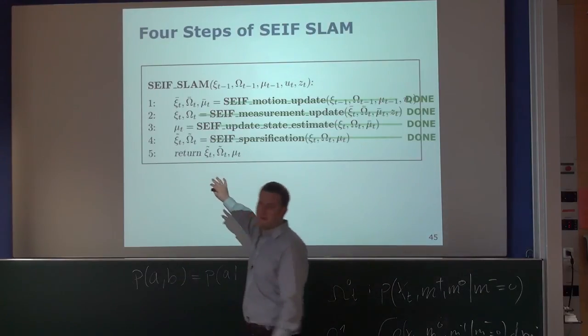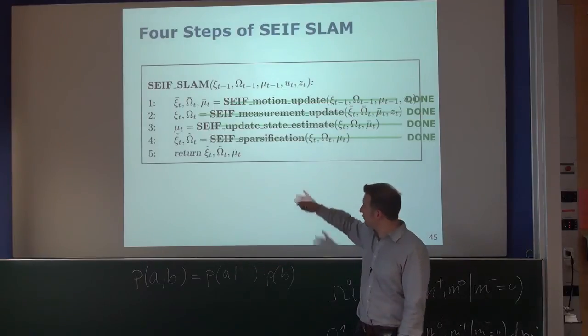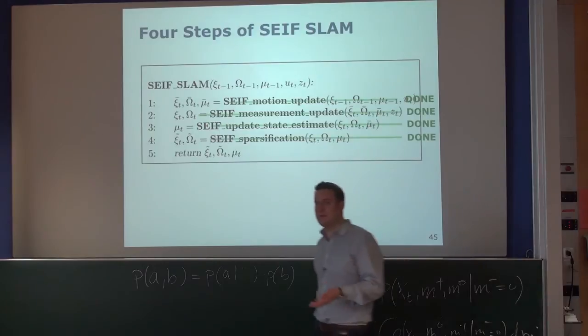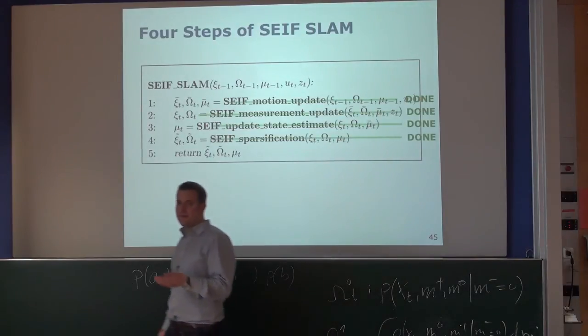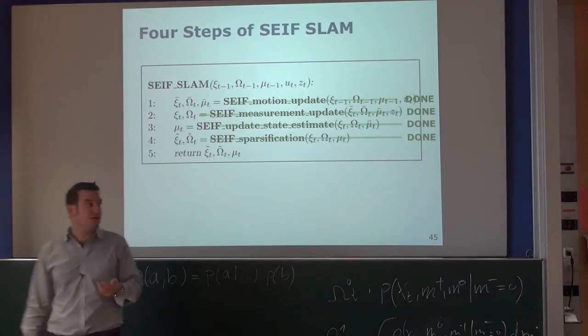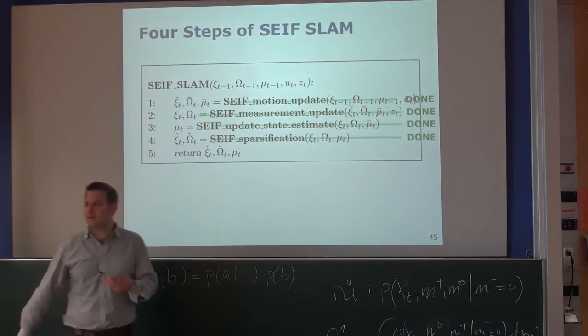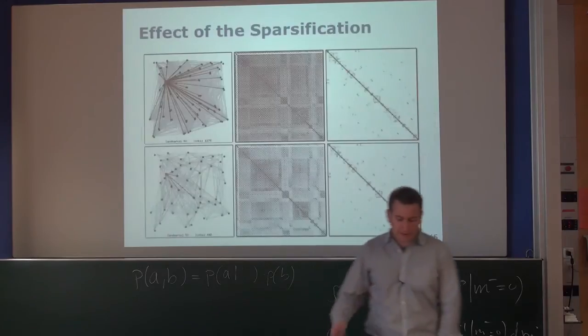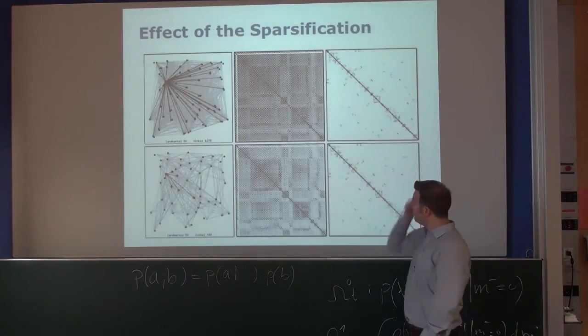This really doesn't affect the estimate as much, and this is actually the case. So just a few iterations are typically sufficient to come up with a good estimate, and the approximation error that you introduce, which comes from this step, is negligible compared to the sparsification that you do. Okay, so what's the effect of this sparsification?